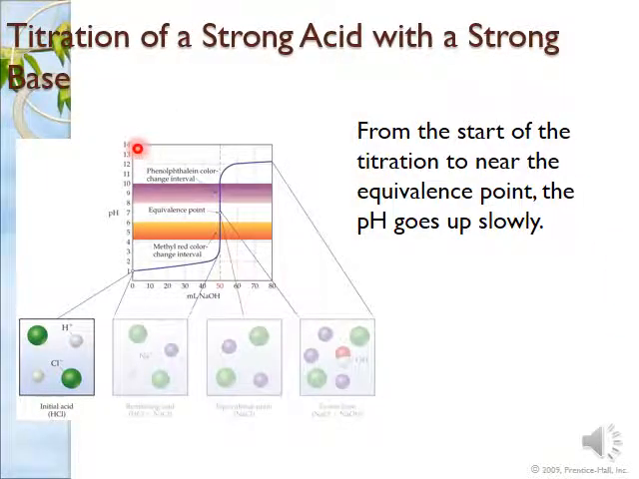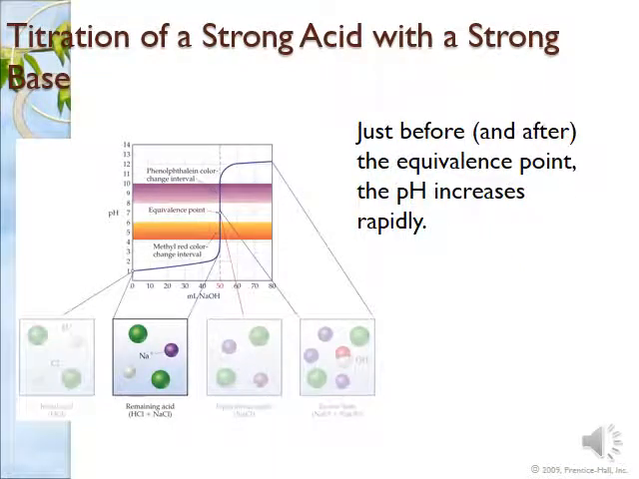Let us see what happens during the acid-base titration. Initially, this is your sample, HCl. It has been ionized in solution, so you get H+ and Cl-. This is before the equivalence point. Notice the formation of Na+ from the titrant.